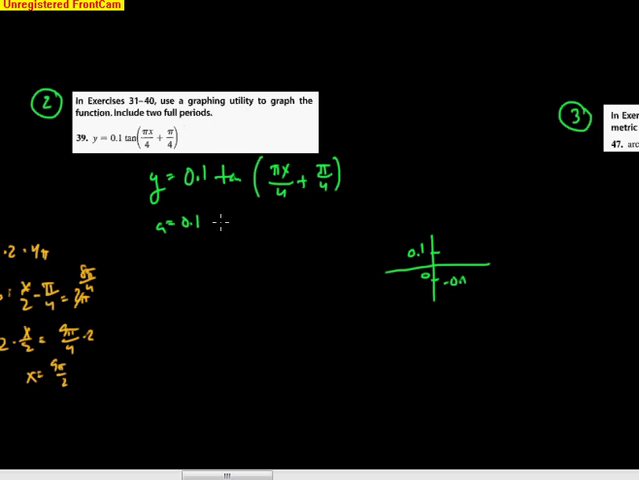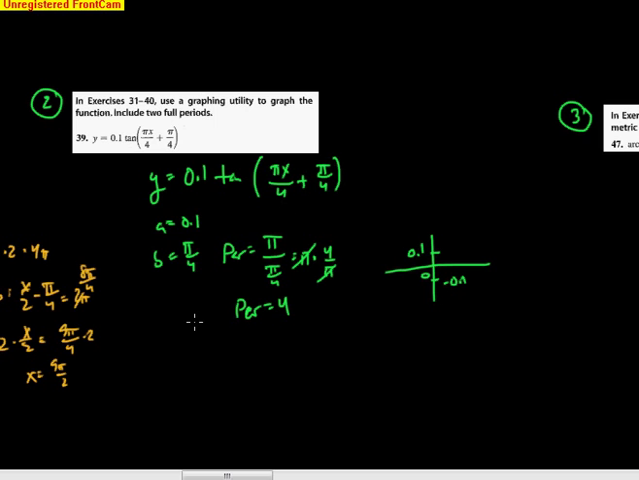And now b is going to be pi over 4. It's the number with the x. To find the period of tangent, you take pi, which is the original period, and divide it by pi over 4. Well, that's the same thing as pi times 4 over pi. The pi's cancel, so your period here is 4. Okay, so length of 4.